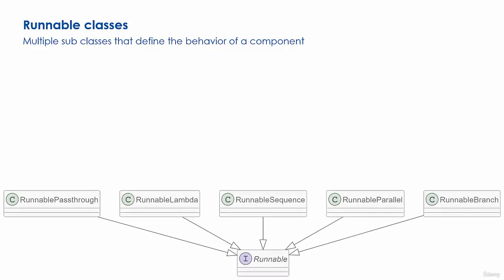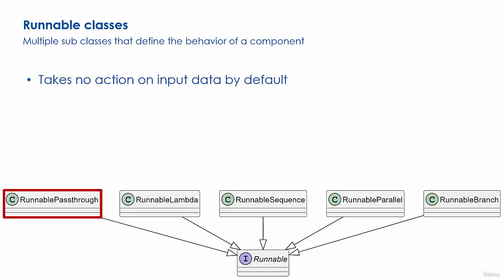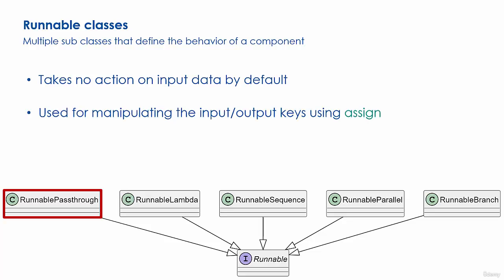LangChain provides multiple types of runnables that are used for creating the chain. The illustration here shows the most commonly used runnable types. Let's go through each one of these one by one. Runnable pass-through takes no action on input by default. You can use it for manipulating the input-output keys using the assign method. Runnable pass-through is commonly used in combination with other runnables.